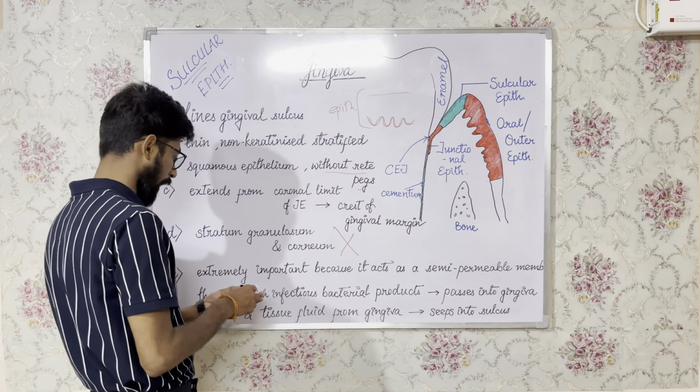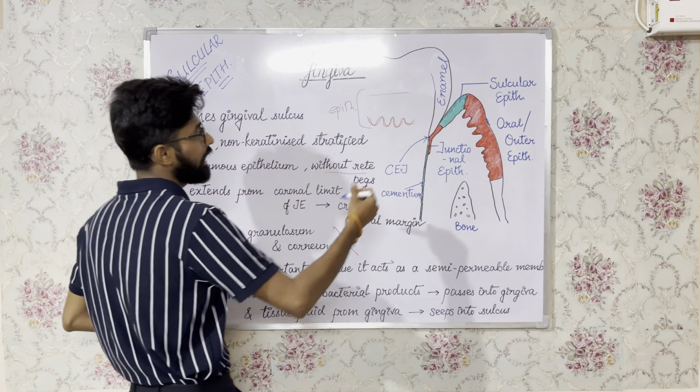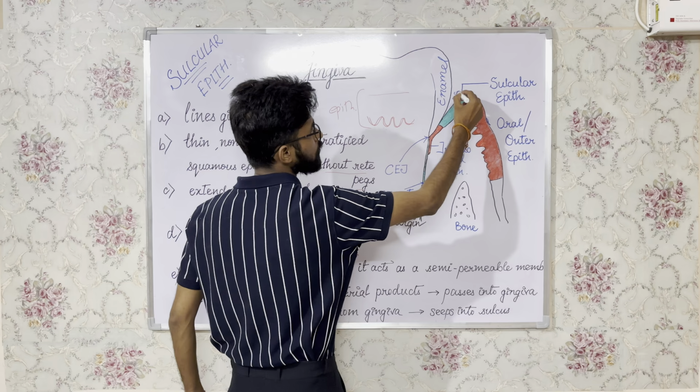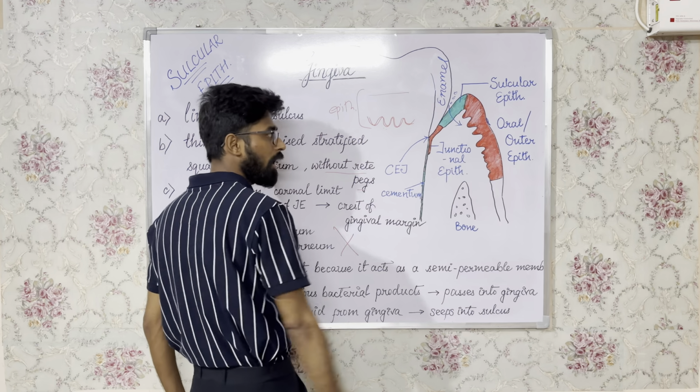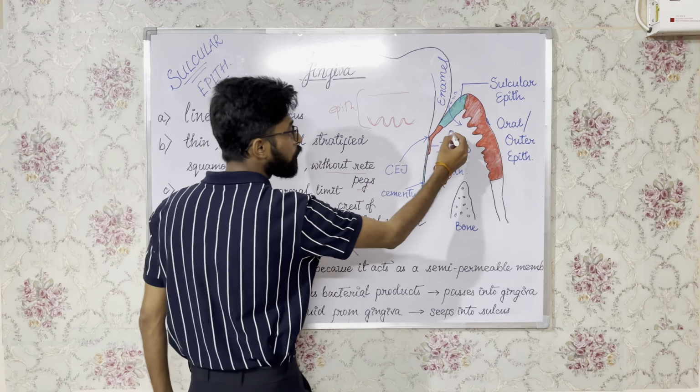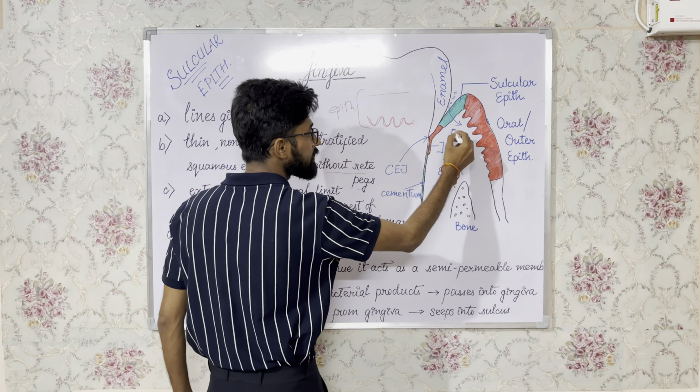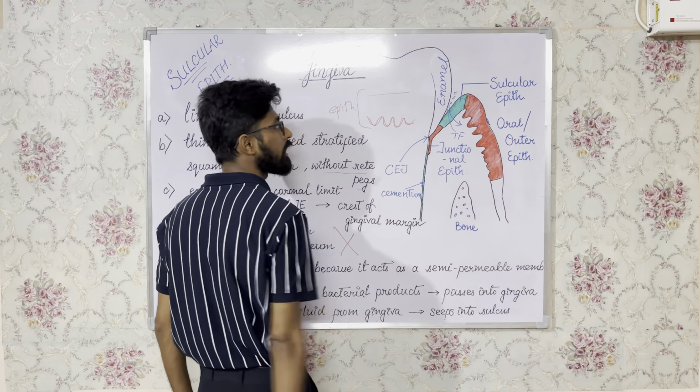So what happens here? Infectious bacterial products, suppose these are the infectious bacterial products, they seep into the gingiva, okay, and tissue fluid from the gingiva seeps into the sulcus. It maintains the balance, right? So it is very important.